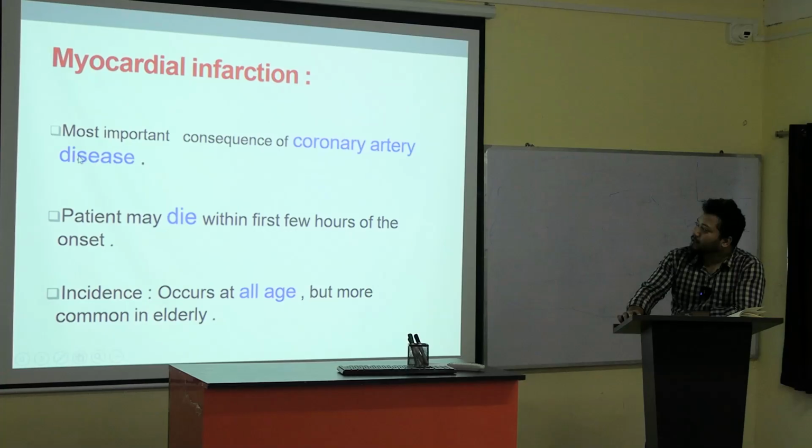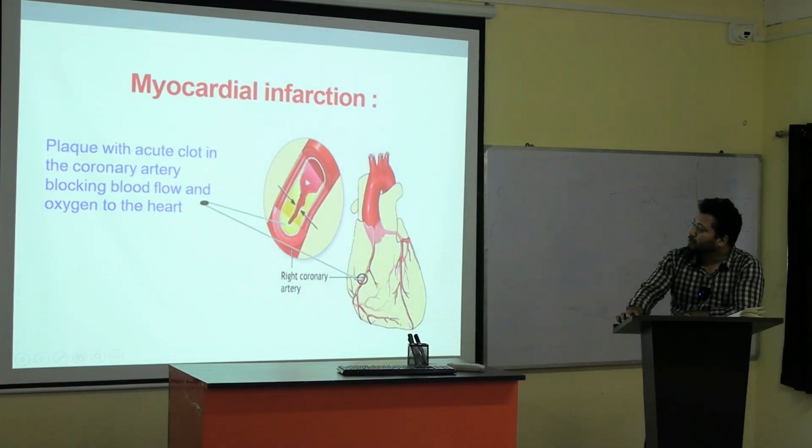What is myocardial infarction? The most important consequence of coronary artery disease. The patient may die within a few hours of onset. Incidence occurs at all ages but more commonly in the elderly. Myocardial infarction occurs due to plaque formation within the coronary arteries, with an acute clot in the coronary artery blocking blood flow and oxygen to the heart. This is the main cause of myocardial infarction.